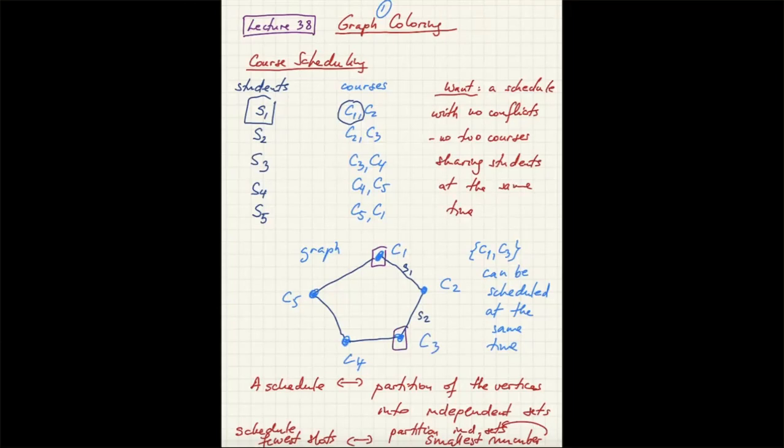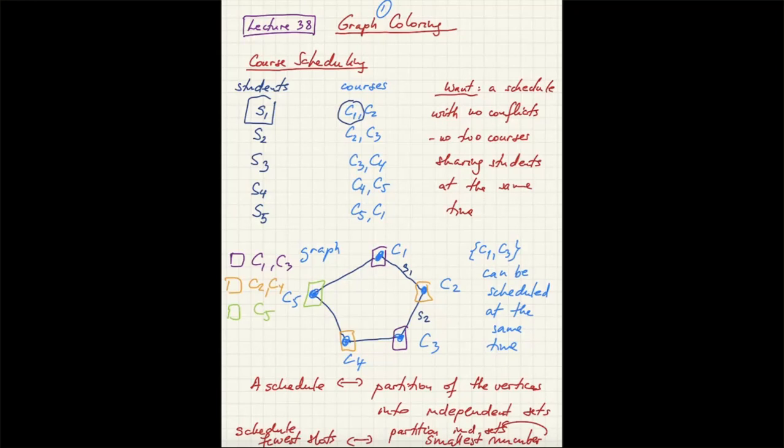So for this graph, we can color the independent set C1, C3 with color purple. Then we can do C2, C4 with yellow, and C5 with green. Then we have a schedule with C1, C3 in the same slot, C2, C4 in the same slot, and C5 in one slot. This schedule is not unique; you can find other partitions into 3 independent sets. And for the cycle C5, you cannot partition it into 2 independent sets.